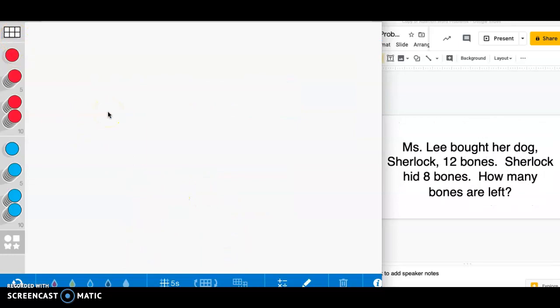For this next problem, I'm going to read you the problem, and then I want you to solve this all by yourself, and then we will go over it together. So the problem is, Miss Lee bought her dog Sherlock 12 bones. Sherlock hid 8 bones. How many bones are left? So listen for those important words that tell you what you're supposed to do. Miss Lee bought her dog Sherlock 12 bones. Sherlock hid 8 bones. How many bones are left?